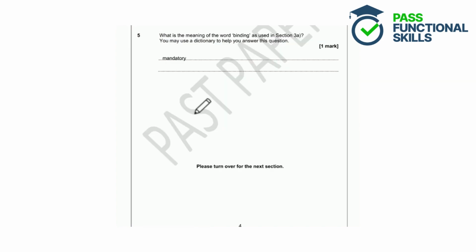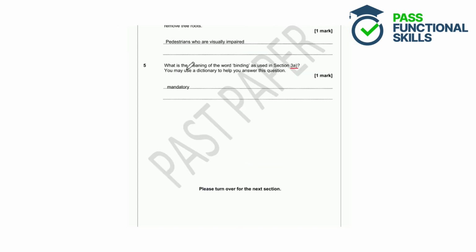So question 5, what is the meaning of the word binding as used in section 3A? You may use a dictionary to help you answer this question. So, as this question says, you can use a dictionary to help you answer this question, but we also need to look in the source and find this word so we can identify the correct context it's being used in so that we know what it means in the dictionary and which definition is the correct one.